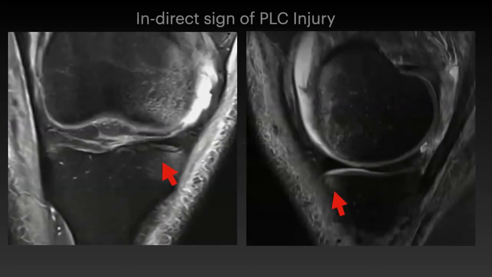How do these injuries look on MRI? So this is an indirect sign of a PLC injury in which we can see bone bruises on the anteromedial aspect of the femoral and the tibial condyle. This occurs due to the mechanism of injury where the lateral side opens up and the medial side is compressed against each other.